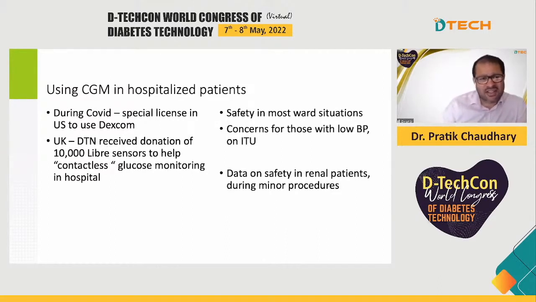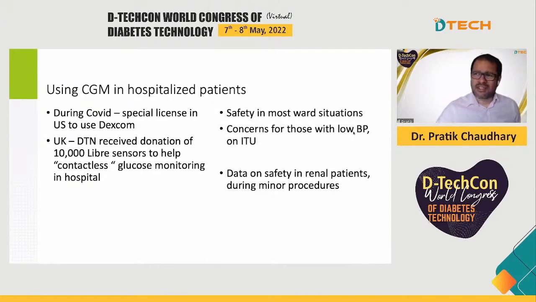And actually, the sensors have been safe and effective in most ward situations. I think we've got a lot of concerns, and there's no national guidance on this. Our internal guidance has been to do at least 2 finger prick readings during the day on any person where you've got Libre. That helps you understand whether the Libre, the CGM, is reading accurately or not. Certainly in those with sepsis, with low blood pressure, people on ITU, there's often a greater gap between what the sensor is saying and what the real glucose is.